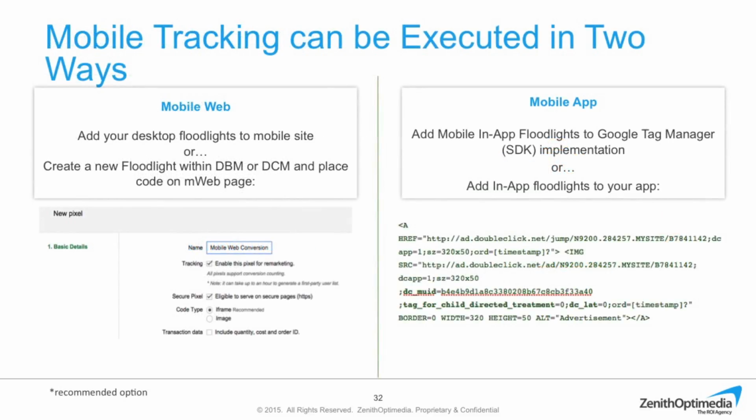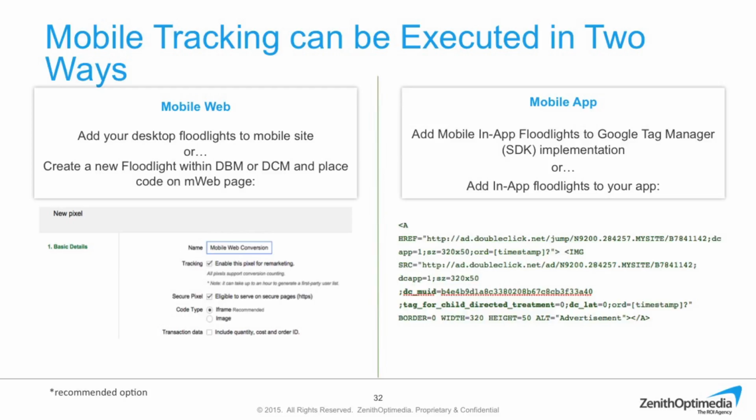When it comes to tracking mobile actions, it's important to understand there are two different ways to execute this. The first is via mobile web. Mobile web allows you to track clicks and actions on sites that allow for tracking. You simply add your desktop floodlights to the mobile site or create a new floodlight within DBM or DCM to place the code on the mobile page.